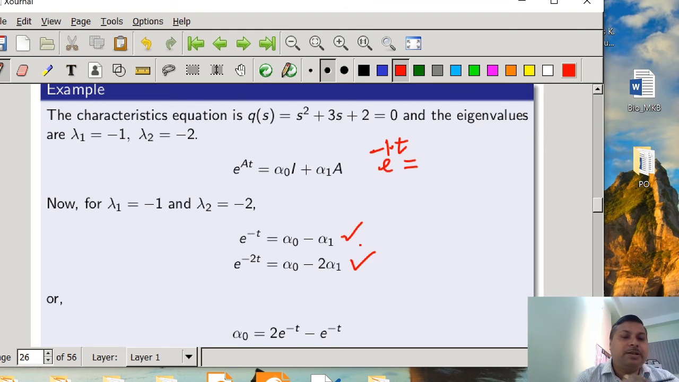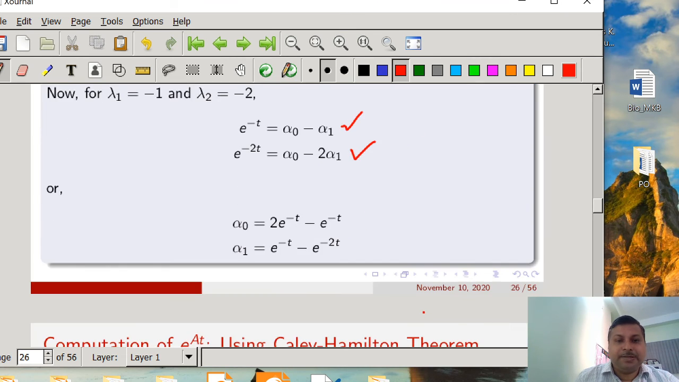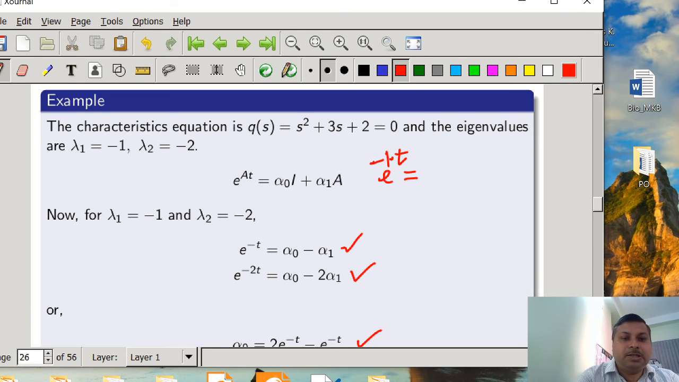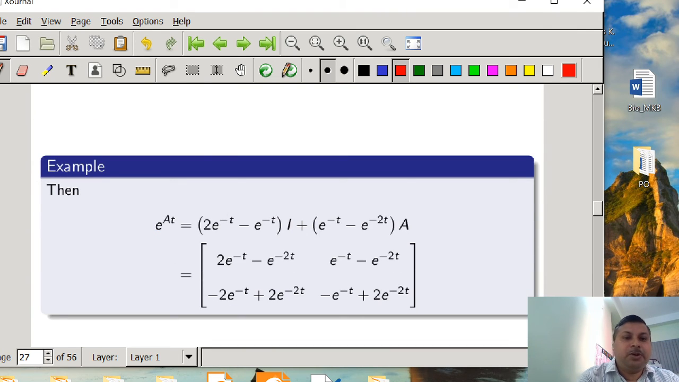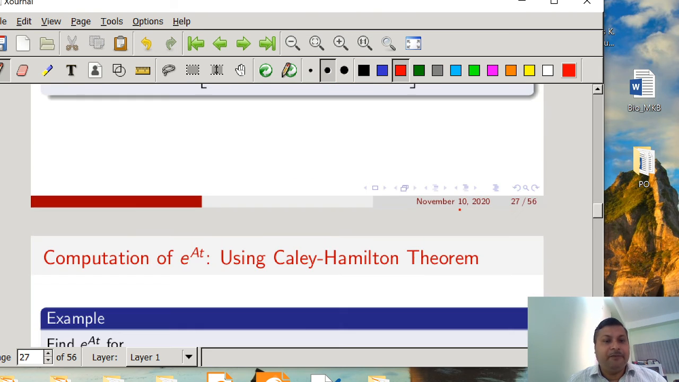So you will get two simultaneous equations, and from here you can calculate alpha 0 and alpha 1. Once you calculate alpha 0 and alpha 1, you substitute them in this equation to compute e to the power At. This is the way you can compute e to the power At using the Cayley-Hamilton theorem. If you substitute the values of alpha 0 and alpha 1 in the main equation, you will get the expression of e to the power At. Here I am only showing the process, but I request you to derive it by yourself, then only you will get the feeling.